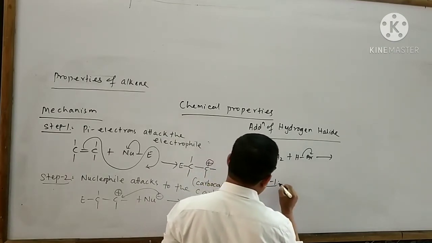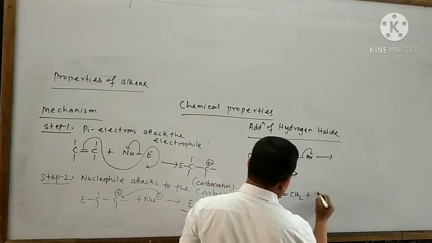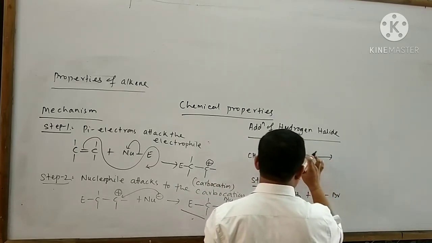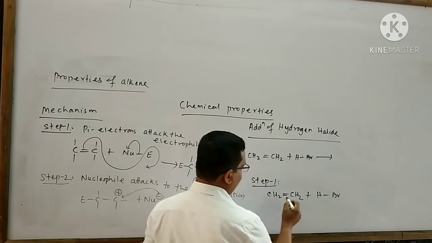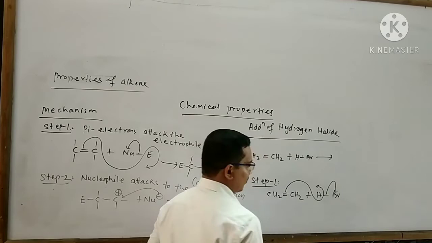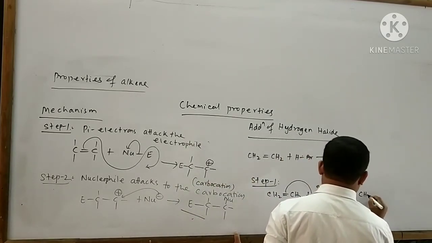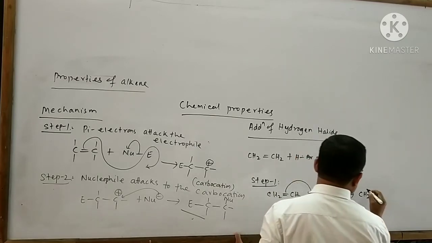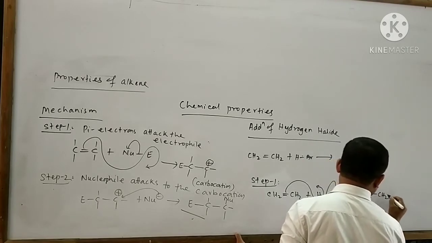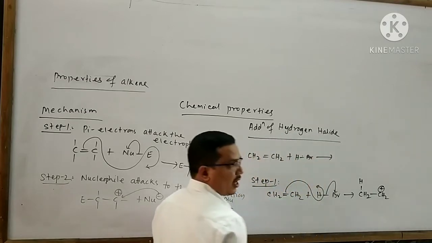In step number 1, this pi electron attacks the electrophile. Here H plus is the electrophile. So I can draw like this. Now I can write the product side like this: CH2-H-CH2 plus. This is said to be a carbocation.